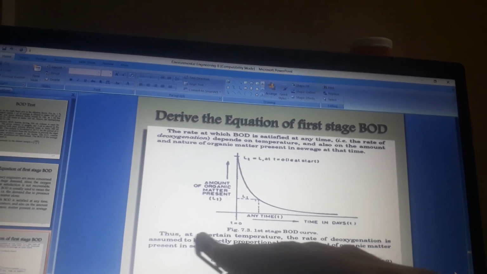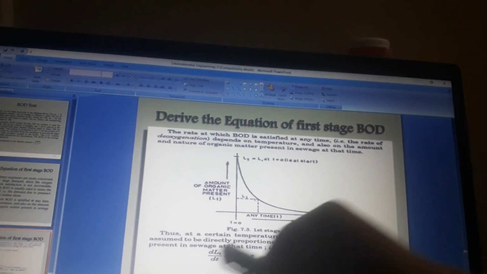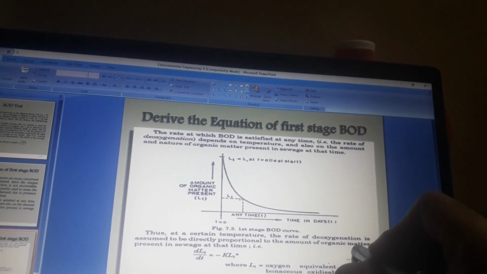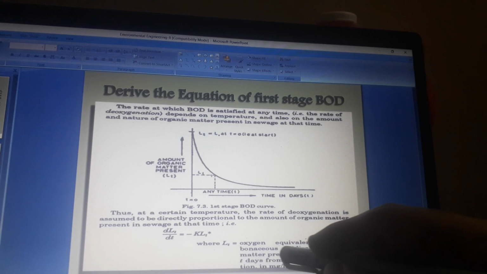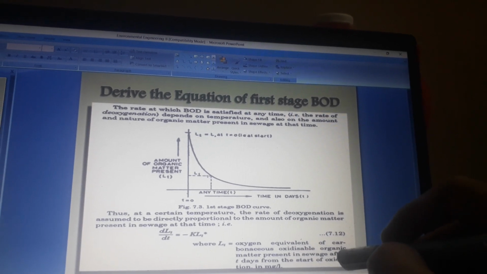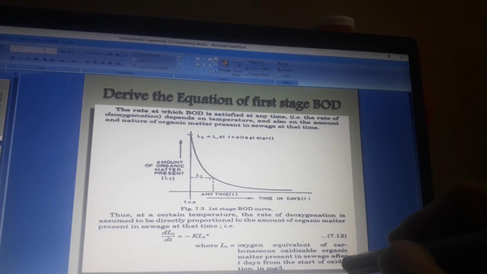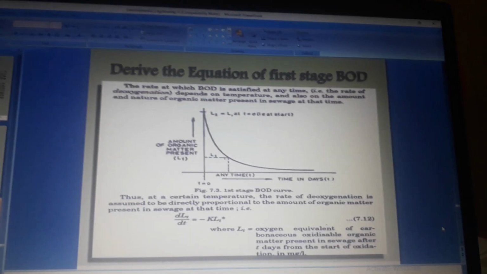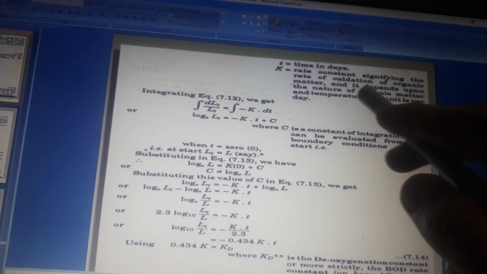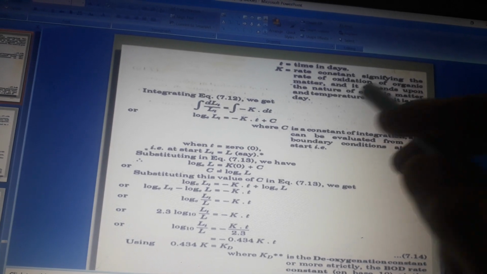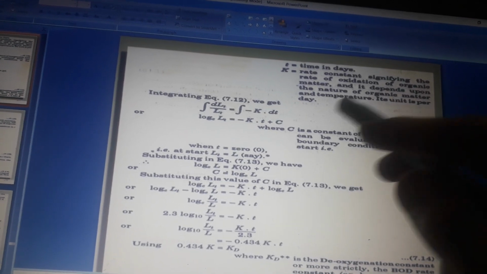Thus, at a certain temperature, the rate of deoxygenation is assumed to be directly proportional to the amount of organic matter present in the sewage at that time. That is, dLT by dt is equal to minus K LT, where LT is equal to the oxygen equivalent of the carbonaceous oxidizable organic matter present in sewage after T days from the start of oxidation in milligram per liter. T is equal to time in days, K is equal to the rate constant signifying the rate of oxidation of organic matter, and it depends upon the nature of organic matter and temperature. Its unit is per day.